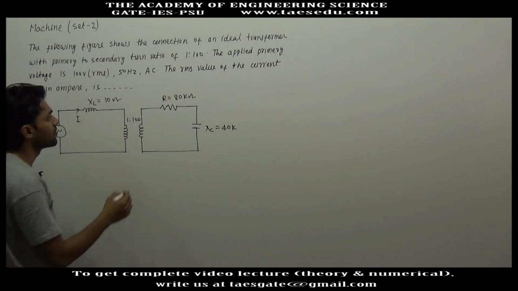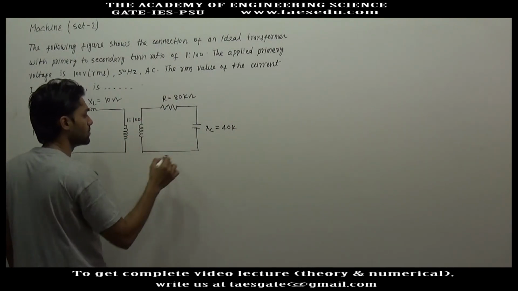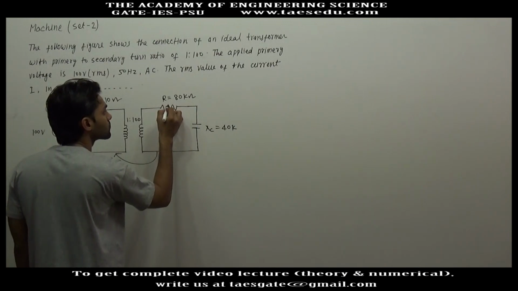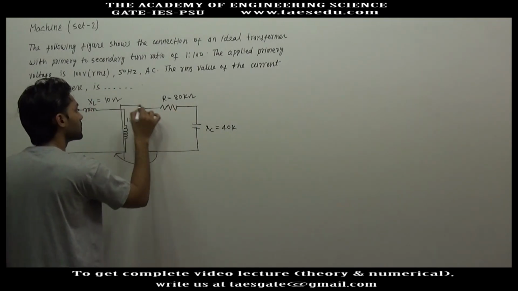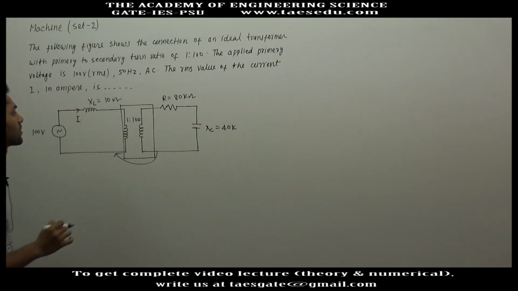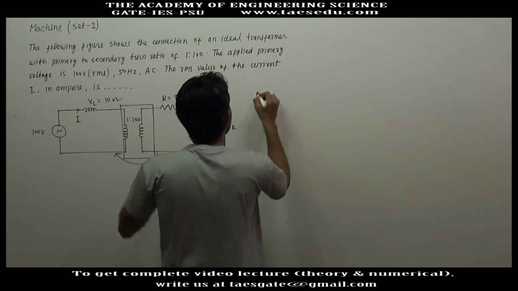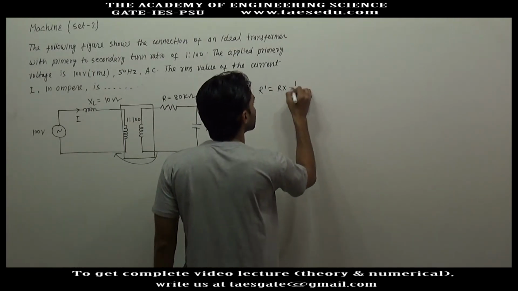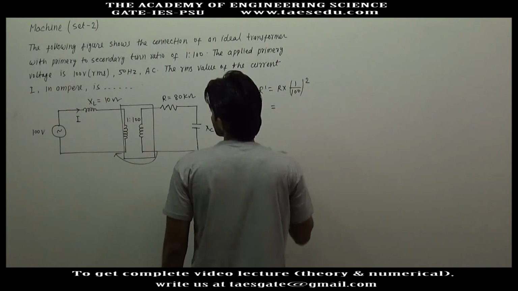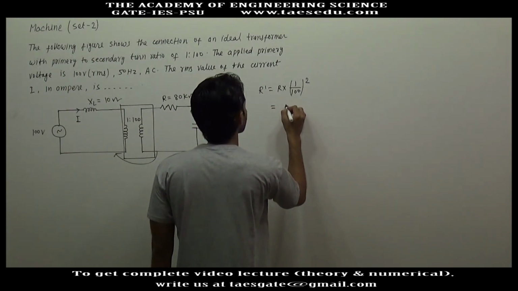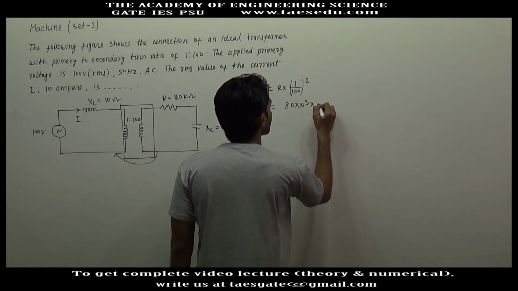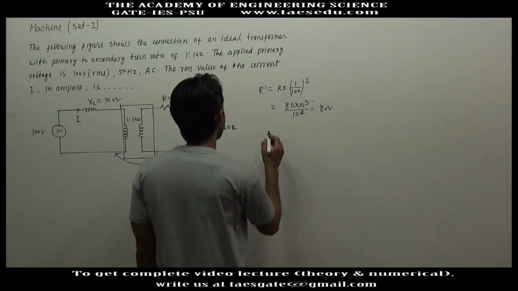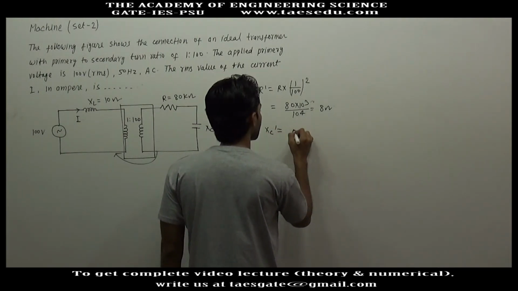So to find out this current, we will refer all the elements of the secondary side to the primary side. While referring, these two windings will be dimin­ished, and this R dash will be R into 1 by 100 whole square. So R dash will be 80 into 10 to power 3 divided by 10 to power 4. This will be 8 ohm. Similarly, XC dash will be 4 ohm.